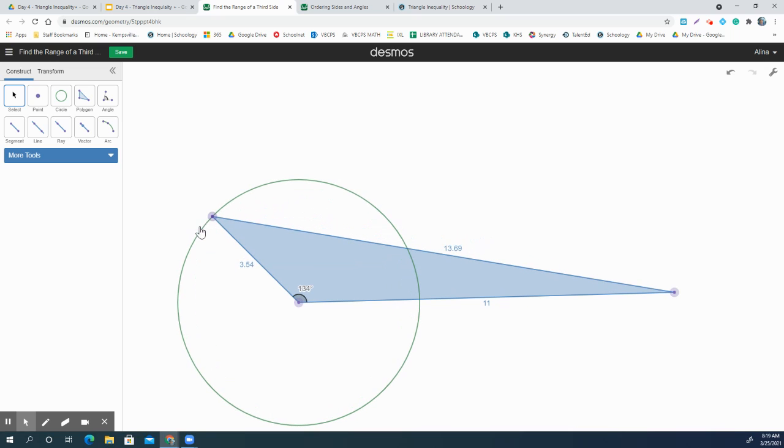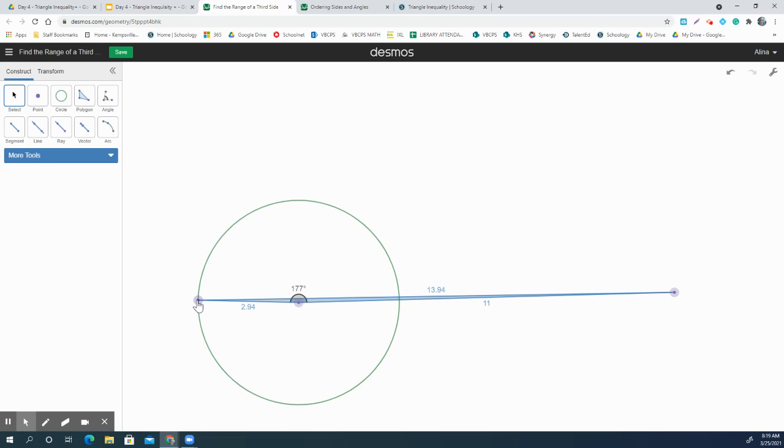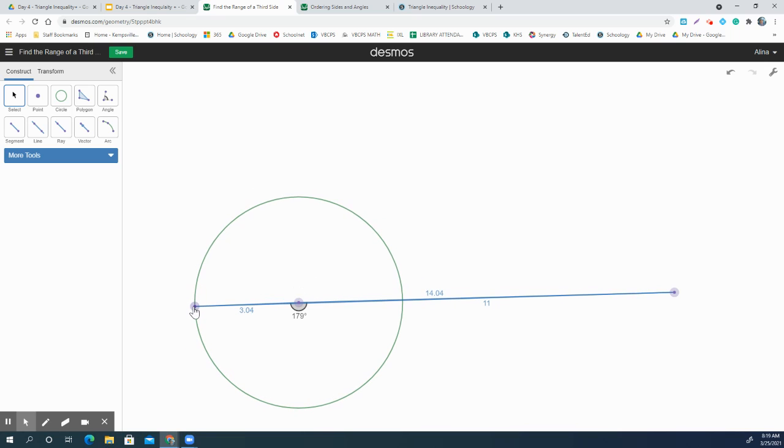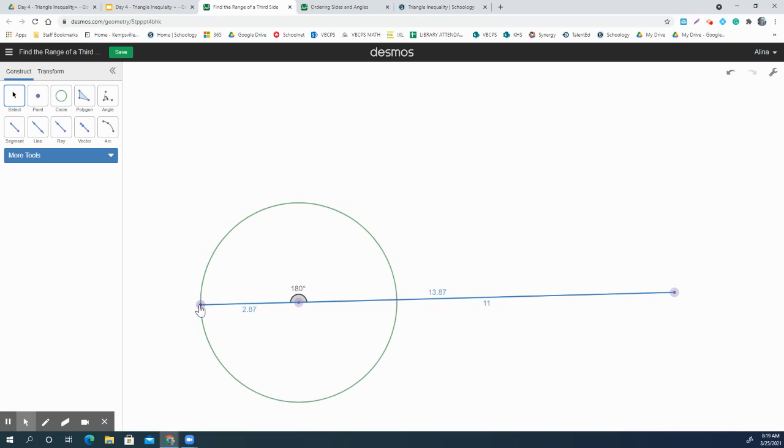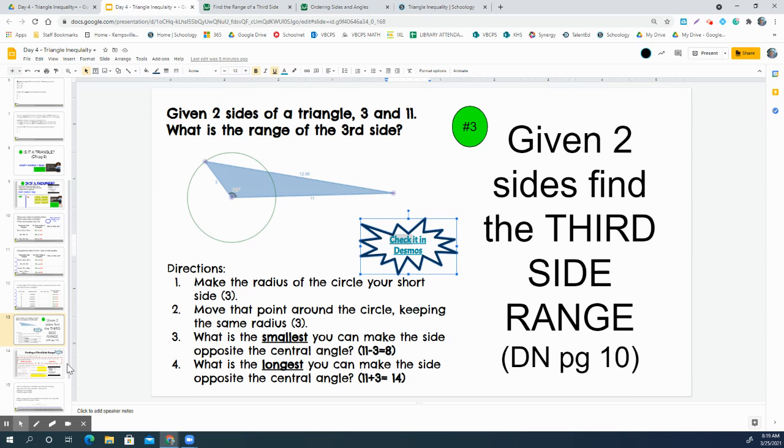right? If I try to keep that as a 3, and 3 plus 11 is 14, my triangle is going to be flat again on the other side when it's 14. So anywhere between 8 and 14, this third side will make a triangle. That's kind of what we're asking here, okay? So you're going to add and subtract. Subtract them to get the smallest possible number and add them to get the biggest possible number.